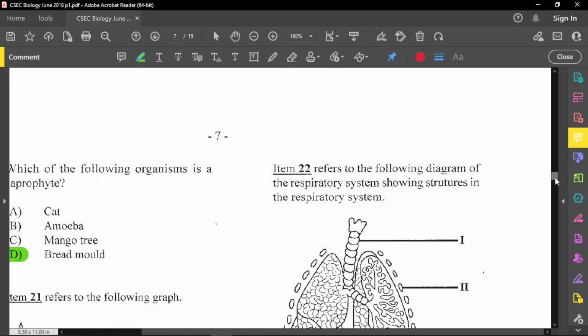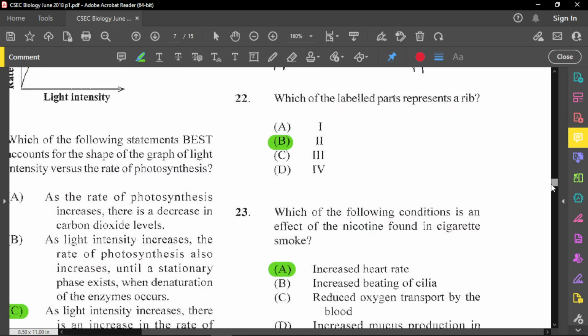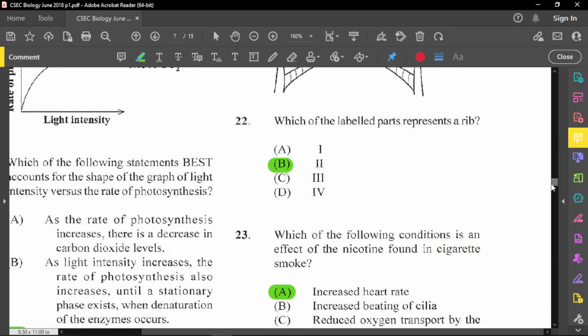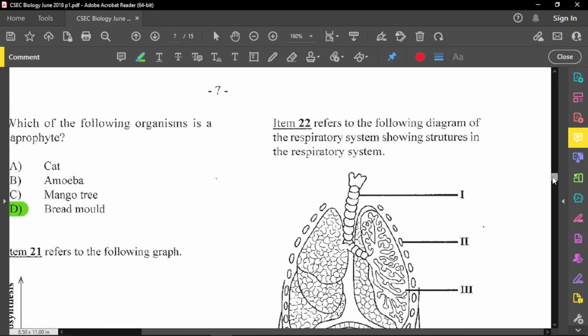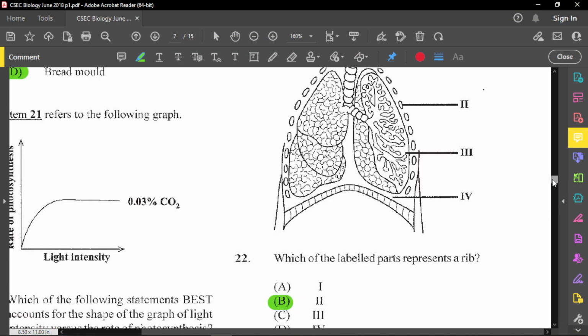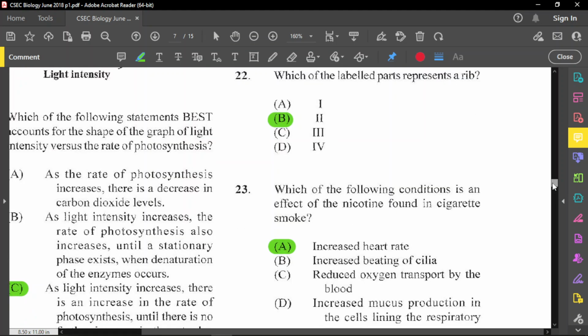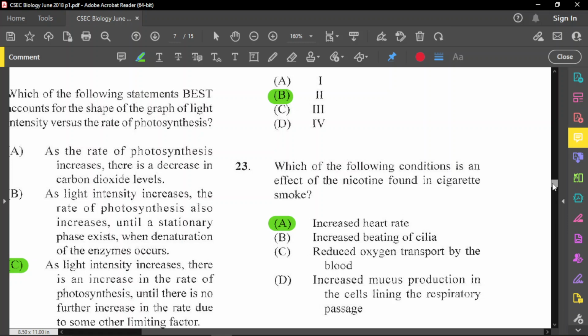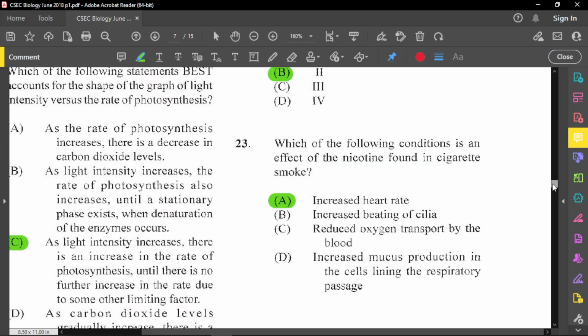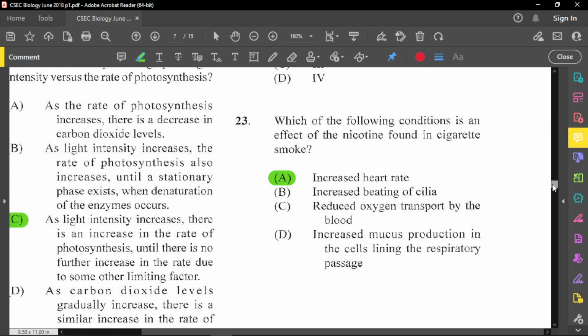All right, item number 22 refers to the following diagram of the respiratory system, showing structures in the respiratory system. And this one now asks, which of the labeled parts represents a rib? And again, a repeat question, so right off the bat, that is part 2 of the diagram. Now, for question number 23, it said, which of the following conditions is an effect of the nicotine found in cigarette smoke? Again, I showed this is a repeat question as well. And this one is the increase in the rate of the heart. All right, and so option A is correct.